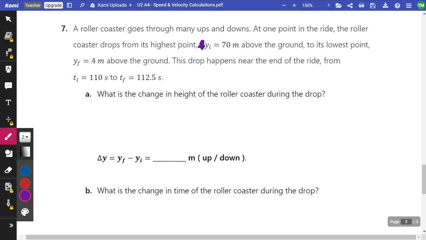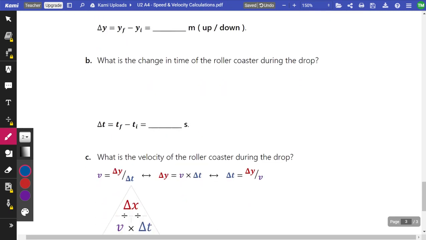This drop happens near the end of the ride. So if you start the ride and start a timer at the same time, this happens at an initial time of 110 seconds and stops at about 112.5 seconds. That seems like a lot of numbers. We have two distances here and there, and two times here and here. Our goal is to calculate the velocity of the roller coaster during this drop, so this is during a segment of time.